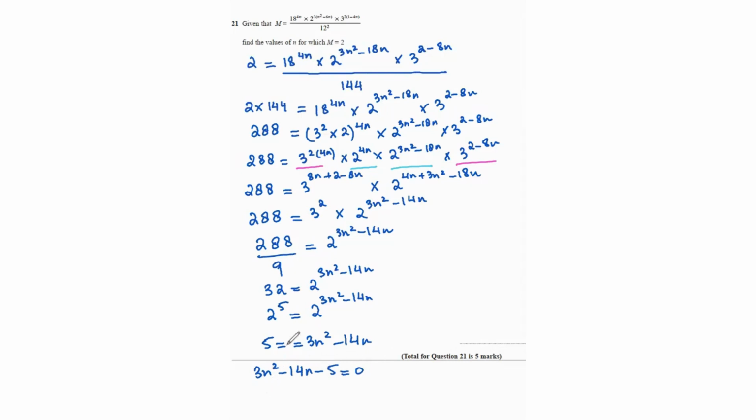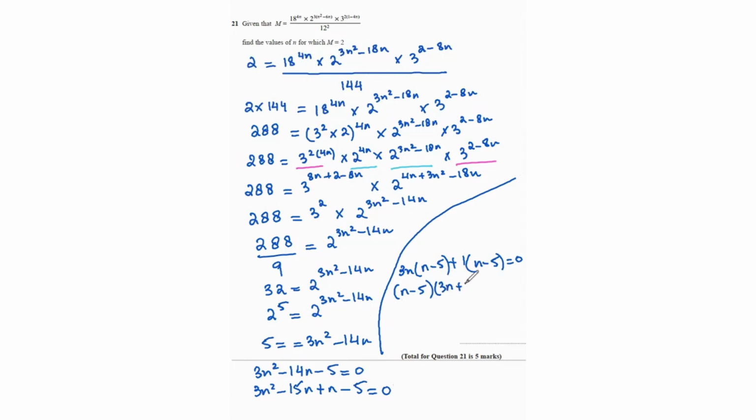Now we factorize this. So that's going to be 3n squared minus 15n plus n minus 5 equals 0. So let me just write that over here. 3n bracket n minus 5 plus 1 bracket n minus 5 equals 0. n minus 5 bracket 3n plus 1. One value of n is 5 and the other is -1 over 3. These are your values of n for which m equals 2.